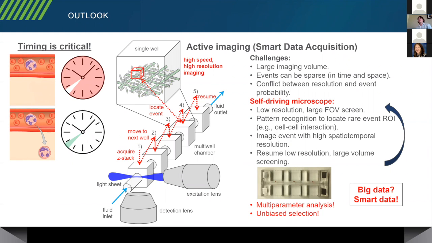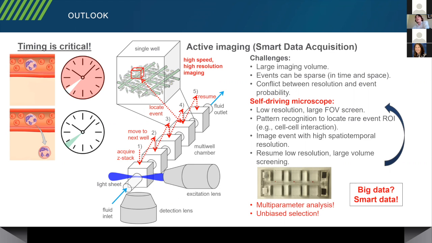Okay, so with this, I want to summarize and connect back to the two problems in biomedical imaging that I mentioned earlier. The general conflict whenever you do any imaging is that ideally you want to get as large an imaging volume as possible, but you also want as high a resolution as possible, high spatial resolution, high time resolution. But then again, the events can be sparse in both time and space, so there's always this conflict between getting high resolution and probing a large volume of interest.